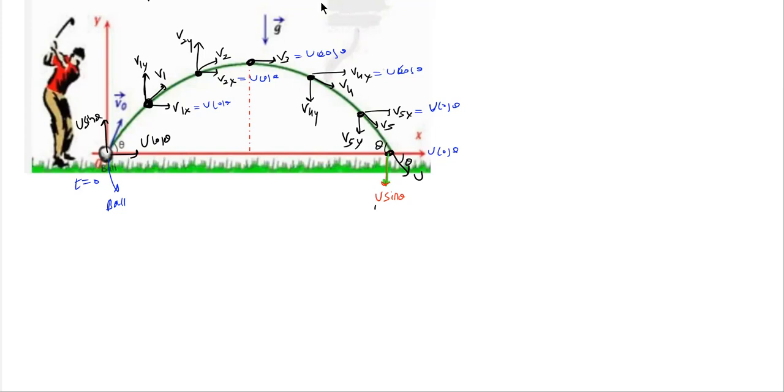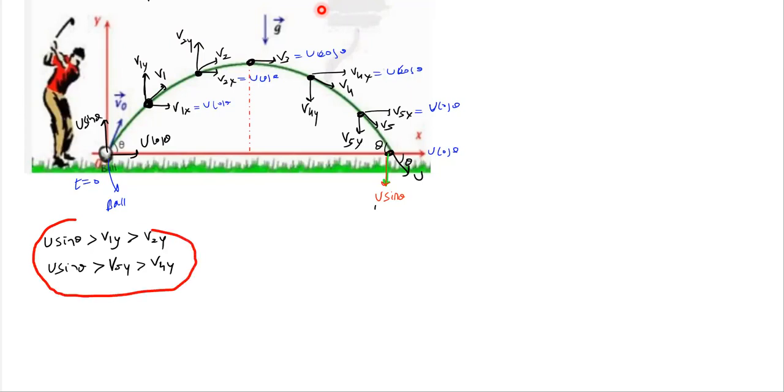Let's write all the data. So what we have is u sin theta greater than v1y greater than v2y. Then u sin theta greater than v5y greater than v4y. So as the ball moves along the y-axis, we can discuss here: the speed of the vertical component keeps on decreasing and becomes 0 when it moves from the point of projection to the highest point. From the highest point to the point of striking, the vertical component will keep on increasing. And finally, at the point of striking it will become equal to the initial velocity we projected, u sin theta.